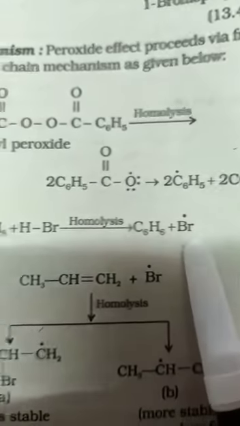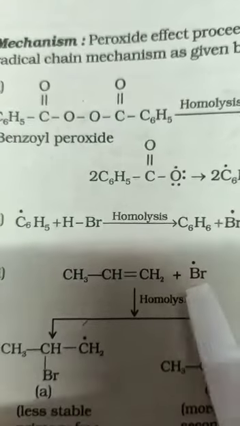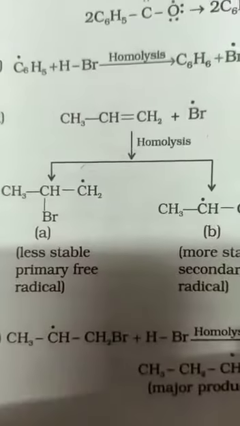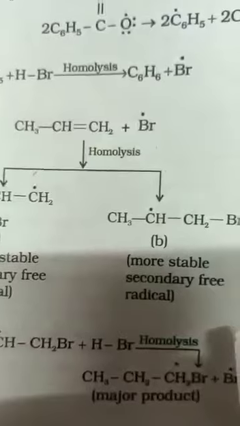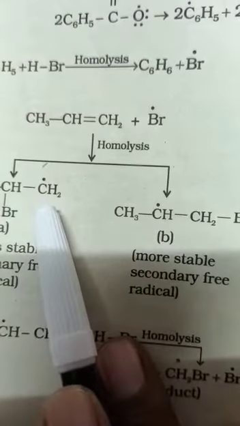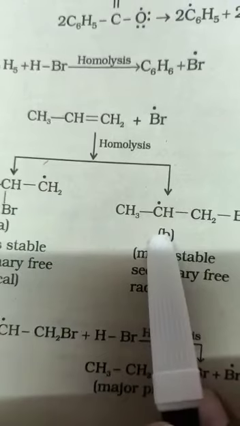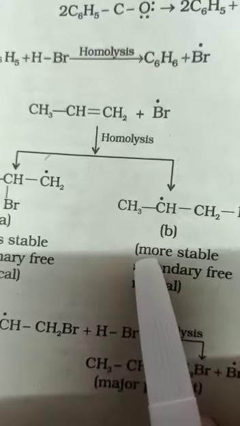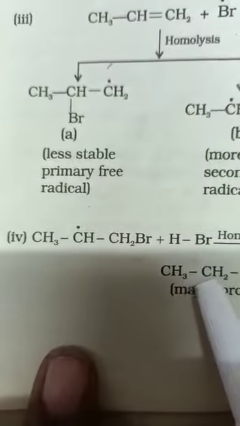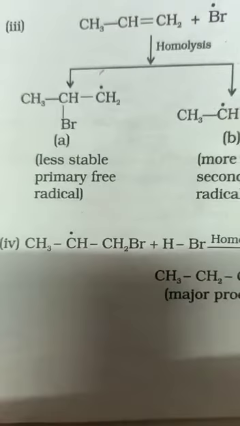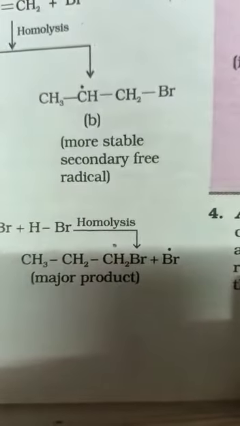This Br free radical attacks this alkene and gives the more stable free radical, that is the secondary free radical. This is the primary free radical. The secondary free radical is more stable than primary, so this is the favorable formation. In the next step, H positive is added on this free radical and gives the final product.